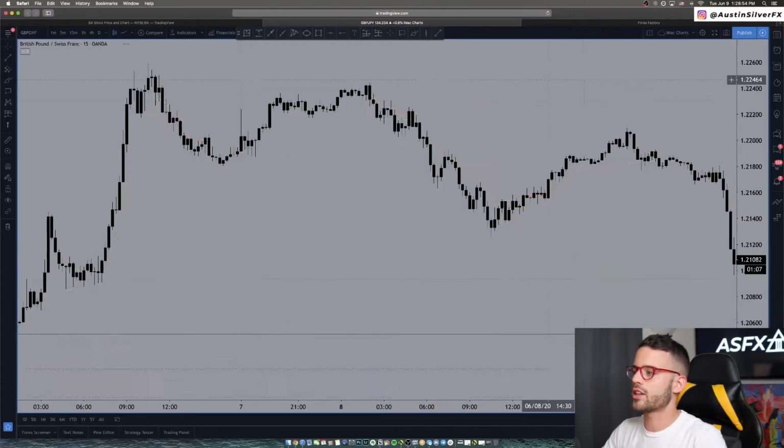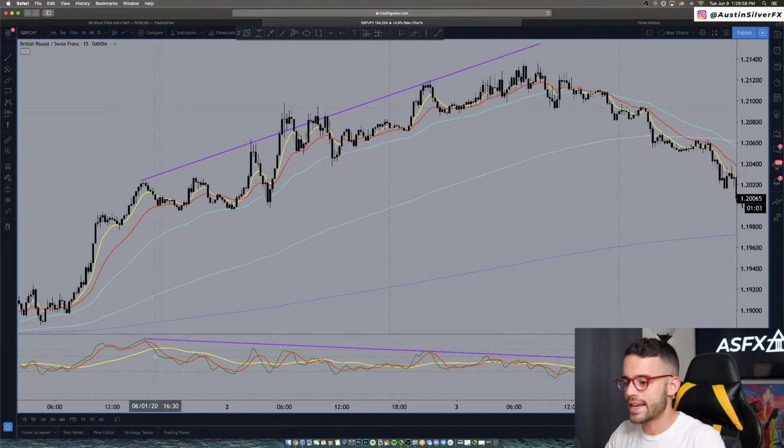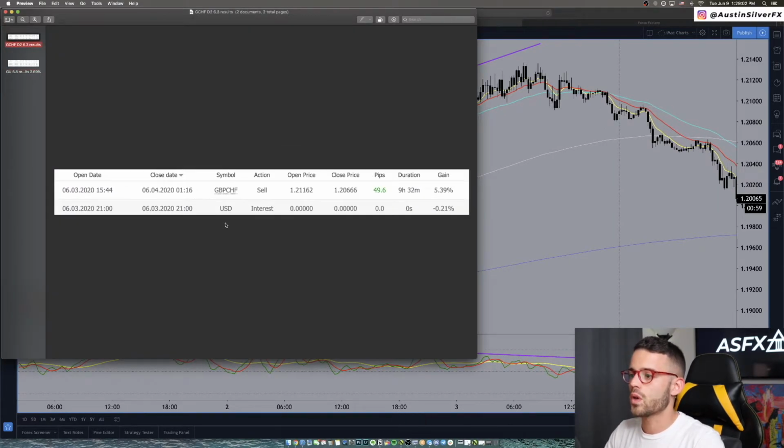Now, let's take a look at the second trade. This is GbpChf. So we're going to go back a little bit further here to the beginning of June. Let's pull up the P&L so you can see. Here, you can see this was actually a trade I swung overnight. It ended up being about a 50 pip profit. It took 9 hours, but the gain was very sizable.